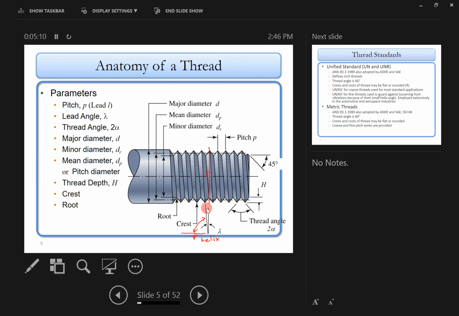If you unwrap the thread by one turn, for example, from the cylinder, from a cylindrical body, then you end up with basically a ramp. The inclination angle of that ramp gives you the lead angle lambda. That's how you can interpret this.